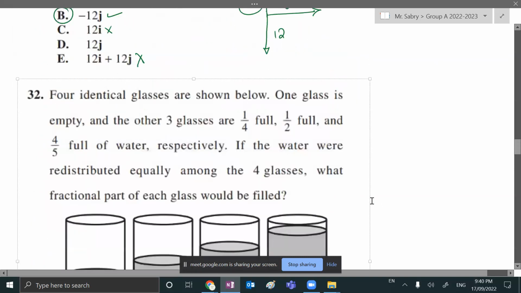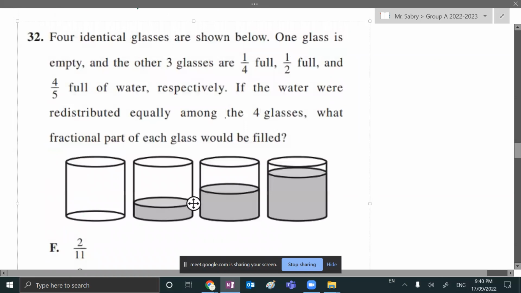This one. 4 identical glasses are shown below. One glass is empty. The other 3 glasses are 1/4 full, half full, and 4/5 full of water. If the water were redistributed equally among the 4 glasses, what fractional part of each glass would be filled? And would someone like to do this with me? Go ahead.